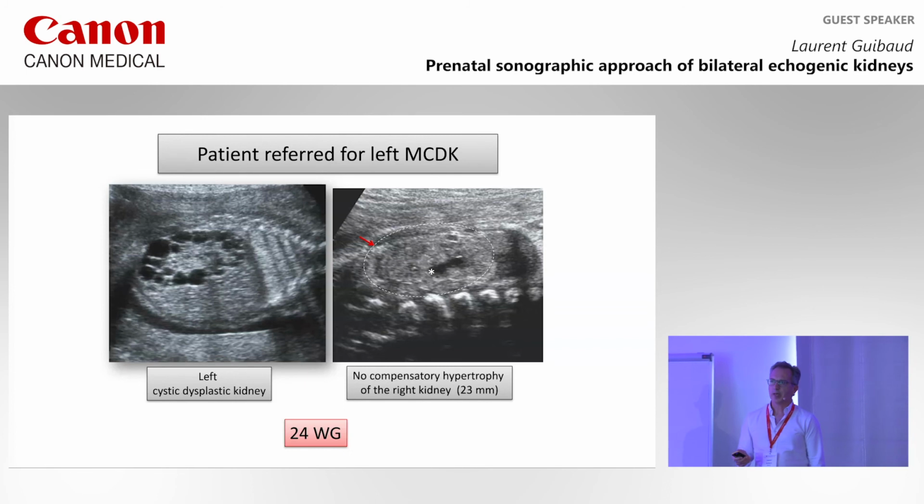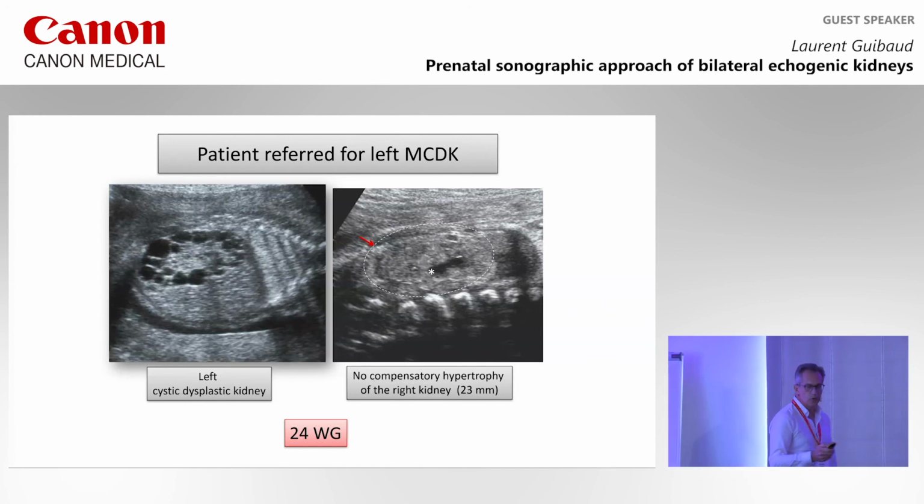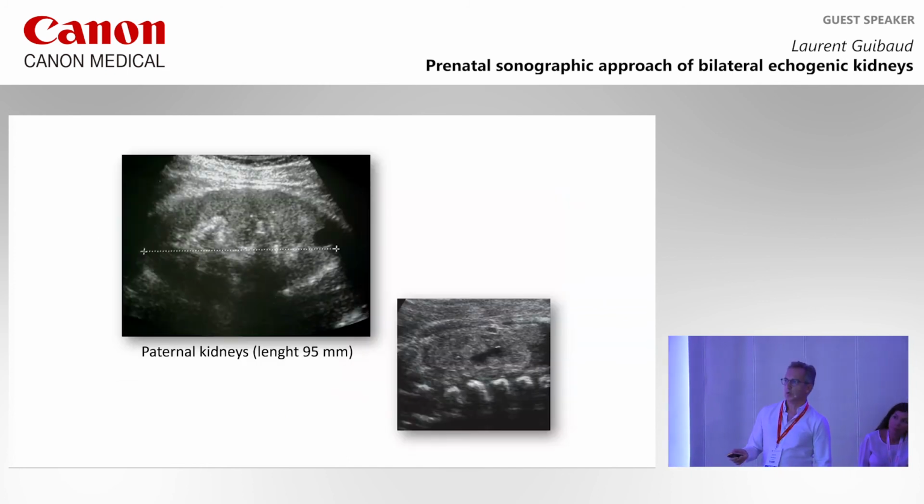So the main presentation is this. You have here multiple cystic disease, kidneys with very echogenic cysts. In that case, at 24 weeks you expected hypertrophy of the other kidney. In that case, there is no hypertrophy at all, 23 millimeters, too echogenic, some cysts. Look at the kidneys of the parents. Half of cases are de novo, but half are related to a mutation in the parents. And in that case, you see small kidneys with some cysts within them, and it was a TCF2 mutation.